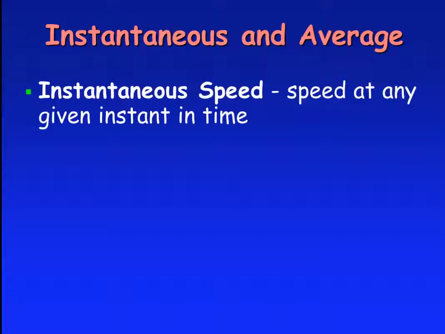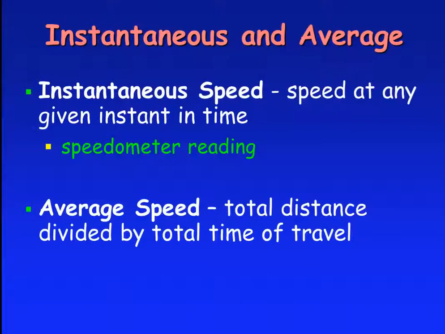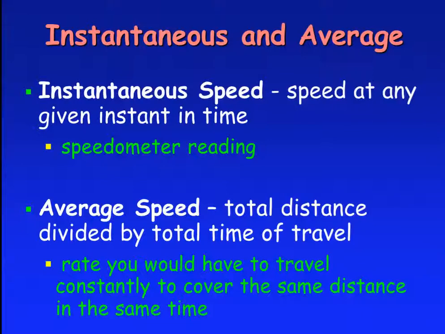Instantaneous speed, speed at any given instant in time, is found by the speedometer reading, and it's also found by the slope at a point on the position-time graph, and we will talk more about that in sequential slides here. So average speed being the total distance divided by the total time. So your average speed does not necessarily match your instantaneous speed at a given instant in time.